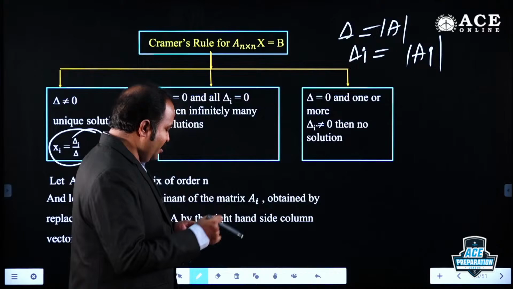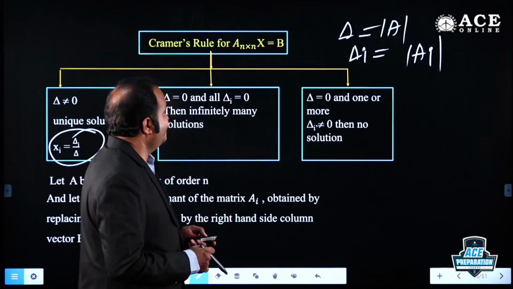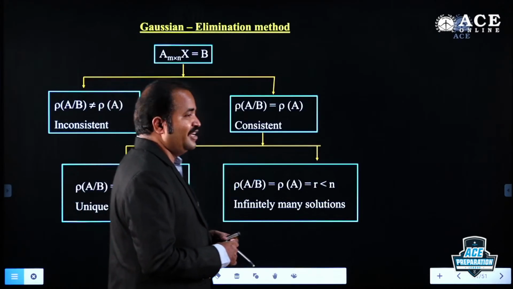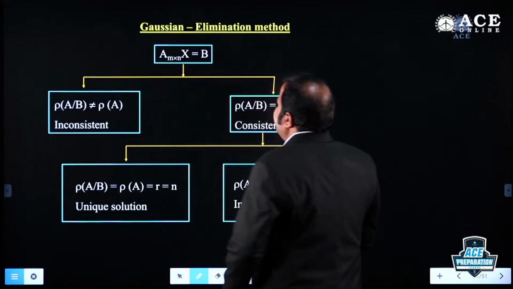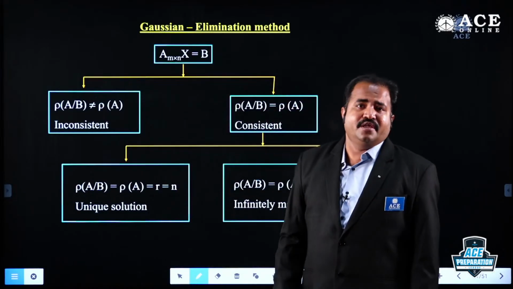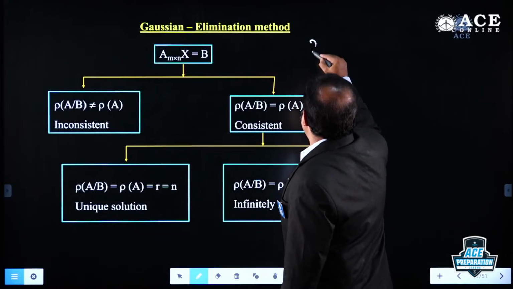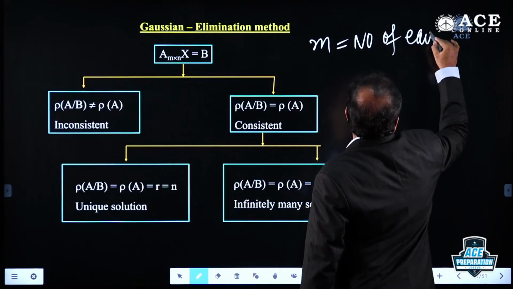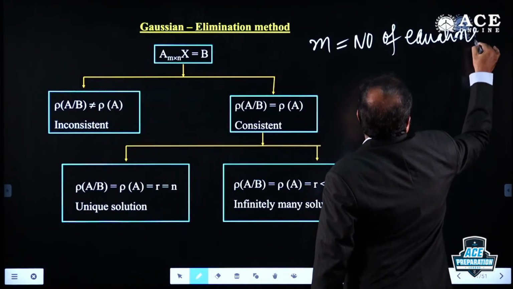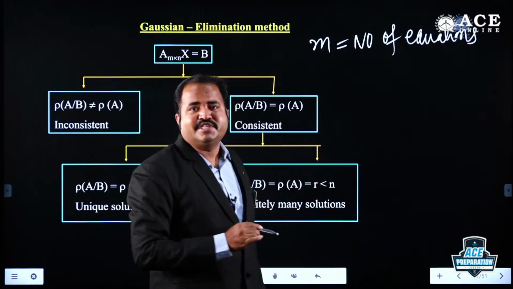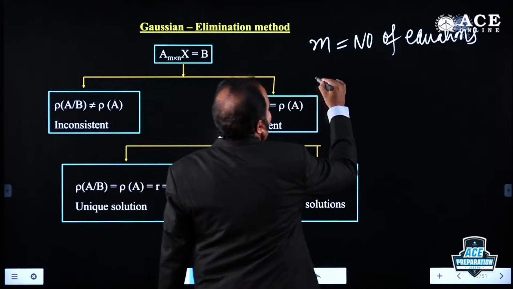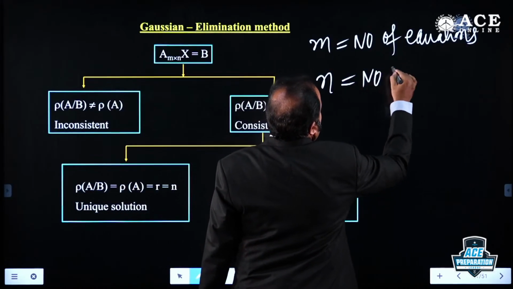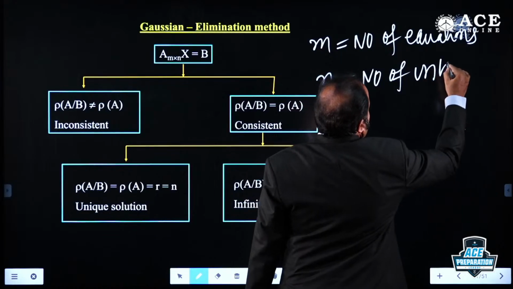So what is the best method to find the solution of a given system of equations? It means the Gaussian elimination method. For any system A m by n, x equal to b, any system, what is m here? M is always the number of equations. Please remember that the rows represent the number of equations. N means what here? Number of unknowns or variables.